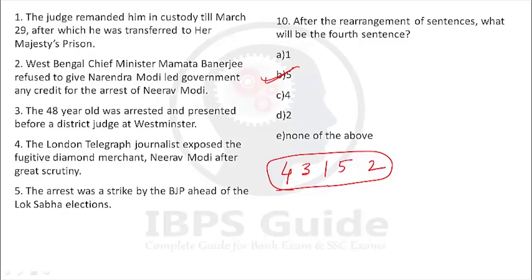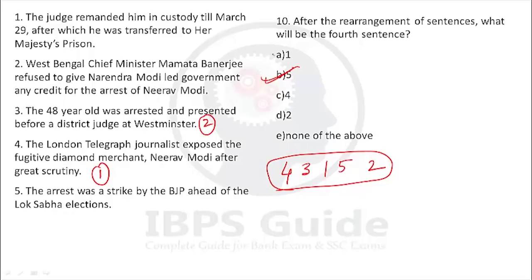So the paragraph will start from London. The London Telegraph journalist exposed the fugitive diamond merchant Nirav Modi after great scrutiny. Then the third sentence, the 48-year-old was arrested and presented before a district judge at Westminster. So the fourth sentence, that is the first sentence. Then the 48-year-old, that will be the second sentence.